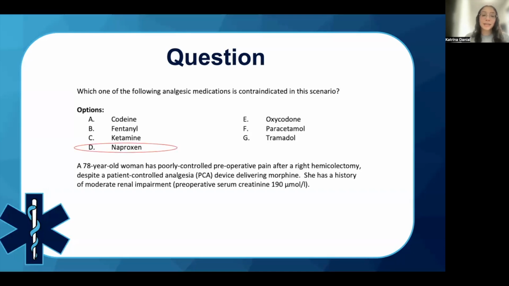So the answer here is naproxen. The reason for that is this is an NSAID, and it says that she has a renal impairment. So you don't want to give NSAIDs to somebody who has sick kidneys.